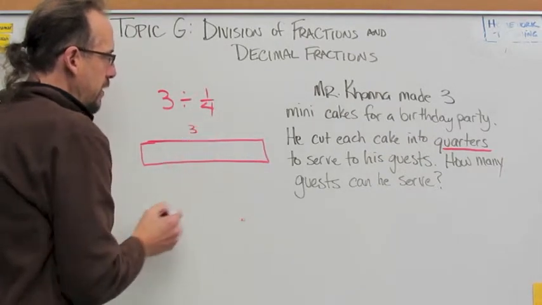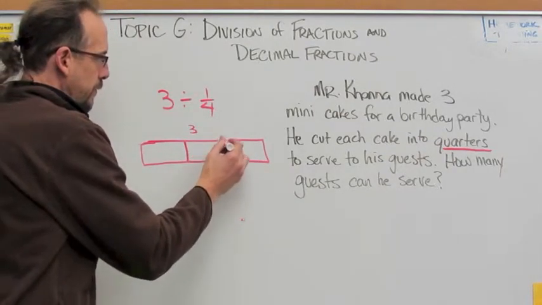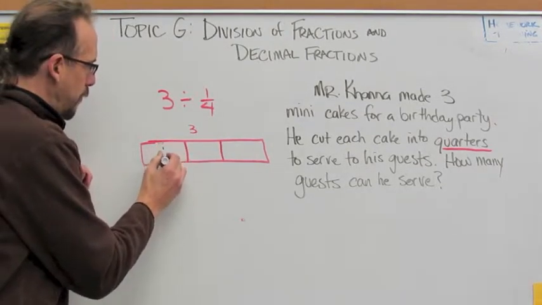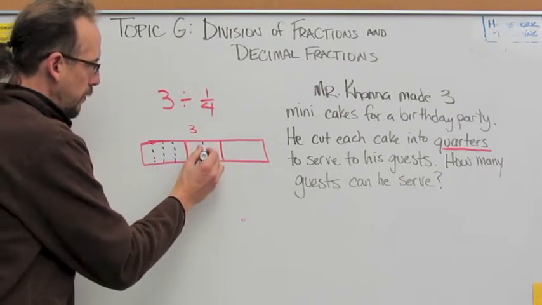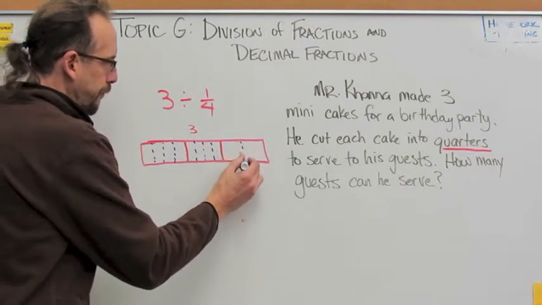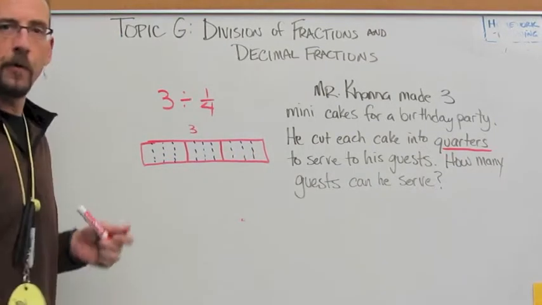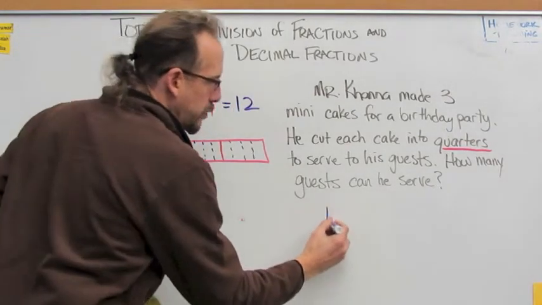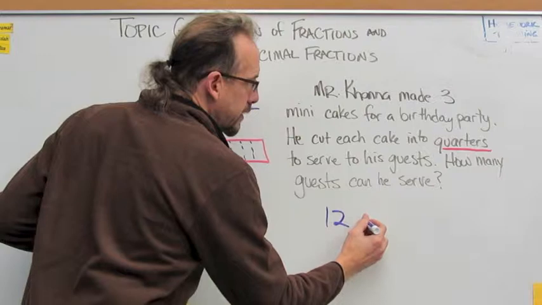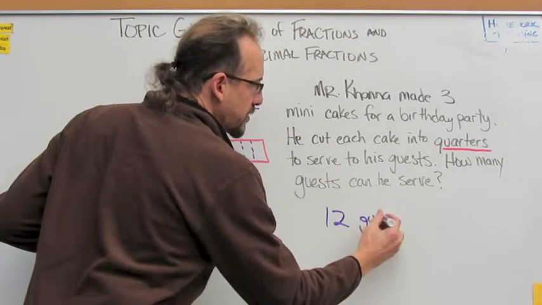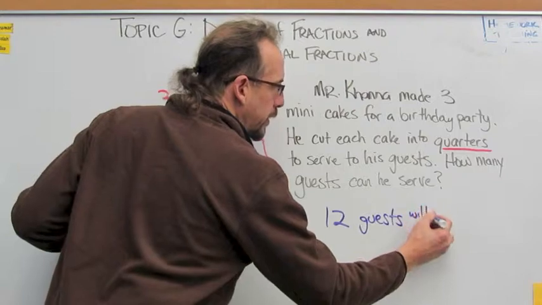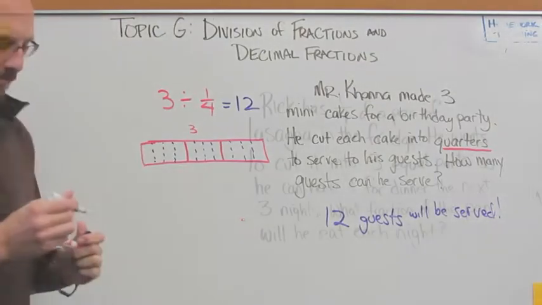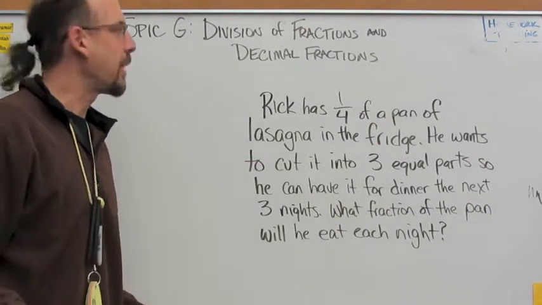So I know that the whole thing here is my 3 cakes. There are my 3 cakes. And then I'm dividing each one of them up into fourths. And how many fourths do I have? 4, 8, 12. There would be 12. It'll serve 12 guests. Will be served. There's a good sentence.